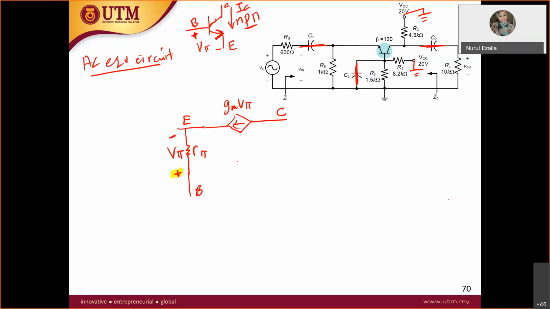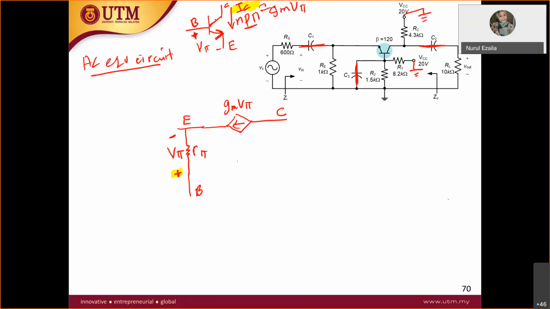So gm v pi is equivalent to the IC. In this case, if your IC is going down because it is NPN, going down means from collector to emitter. Therefore, your current source gm v pi here must go from collector to emitter.